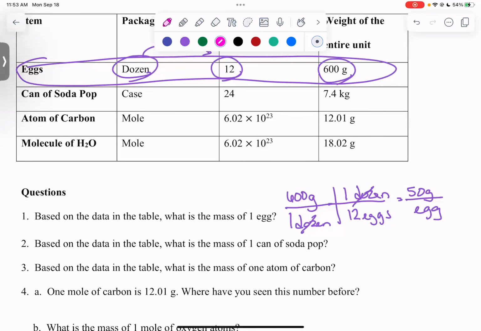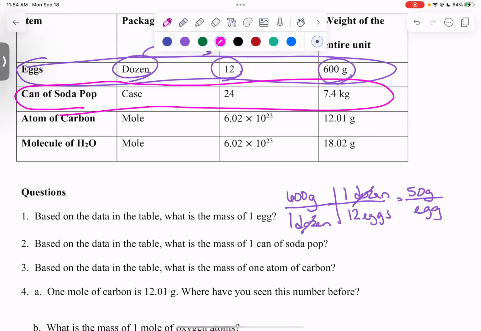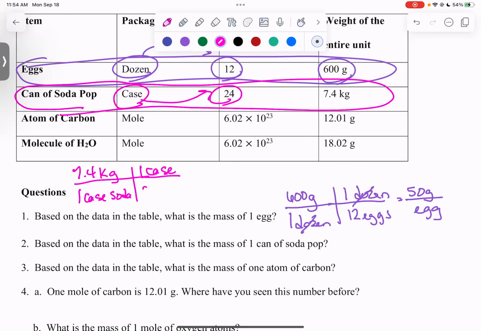All right. So then the next one, what's the mass of 1 can of soda pop? So here's my soda. Do the exact same thing. I know I have 7.4 kilograms in 1 case of soda. So then in 1 case of soda, I have 24 cans of soda to give me 0.308 kilograms per can of soda. So we're just making sure that our case cancels and we're left in kilograms per can.